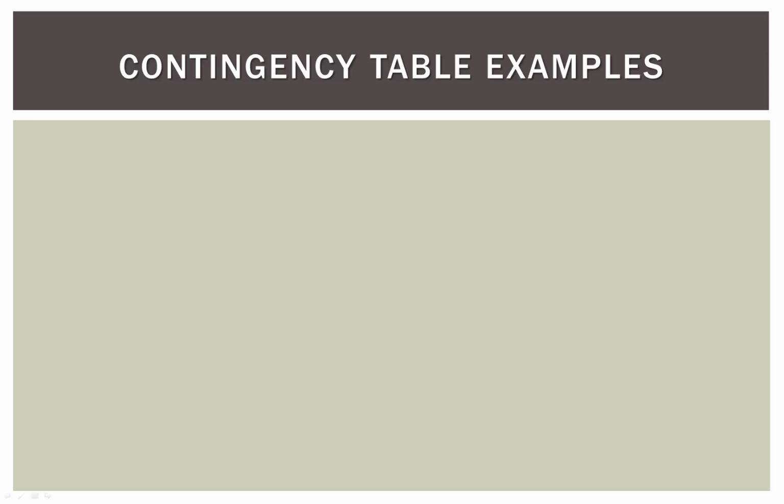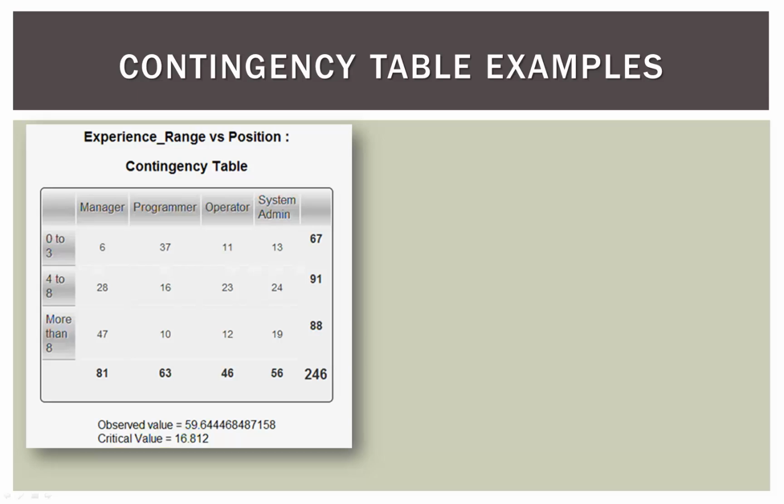Now here are some examples of contingency tables I found online. In this table, we are looking at the relationship between the amount of work experience someone has and what position they hold. So you can see along the top we have manager, programmer, operator, system admin. So again, these are computer science or computer type positions. And then on the left-hand side we have experience ranges. So 0 to 3 years, 4 to 8 years, or more than 8 years. So we are looking, at least in this table, at the relationship between position and years experience.